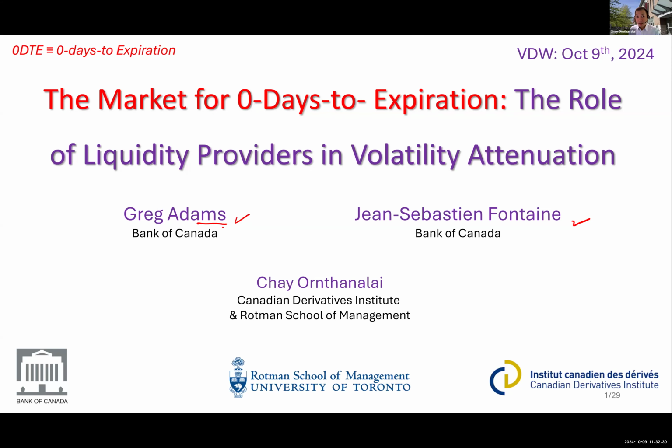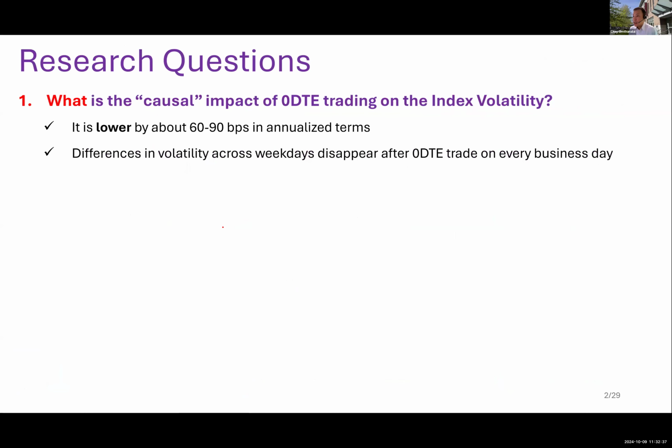So this paper is about zero DTE and how it affects stock market volatility. What is our research question? The first one that we're going to attack is: what is the causal impact of zero DTE trading on index volatility? We're using the word causal lightly because our results are based on a specific identification strategy. If you believe it, we can interpret this as a causal impact.